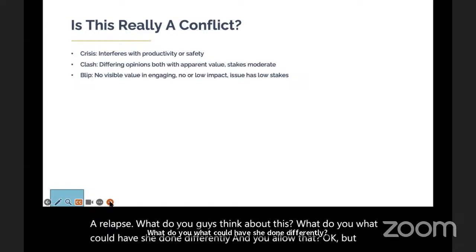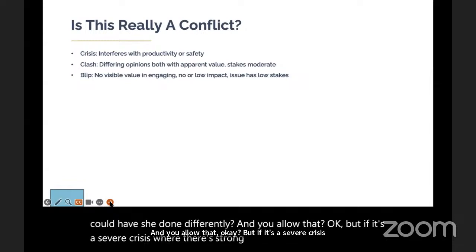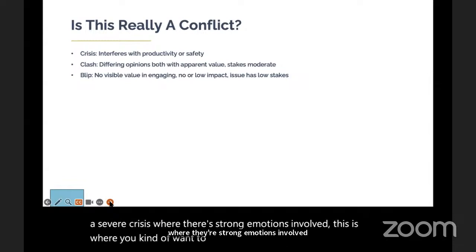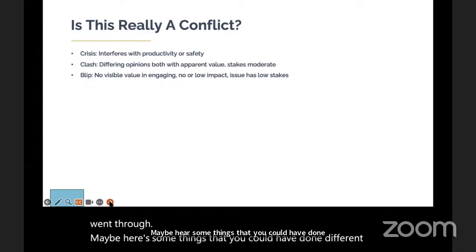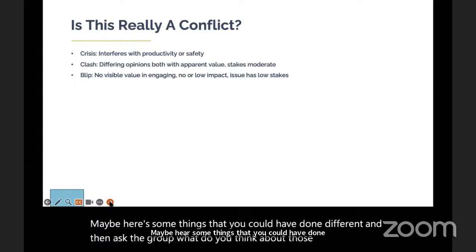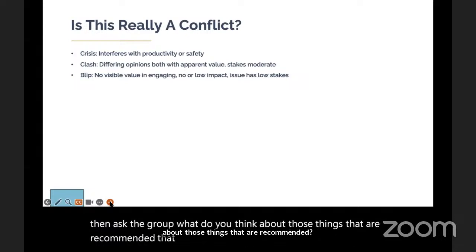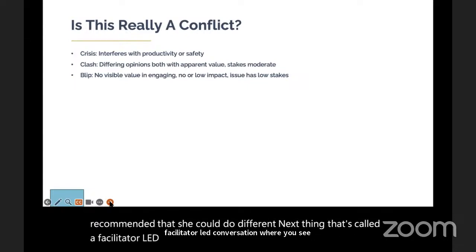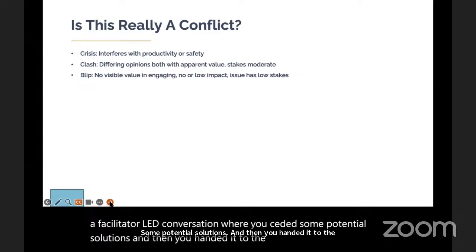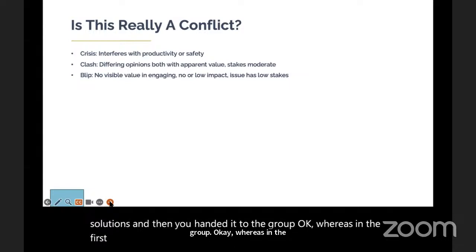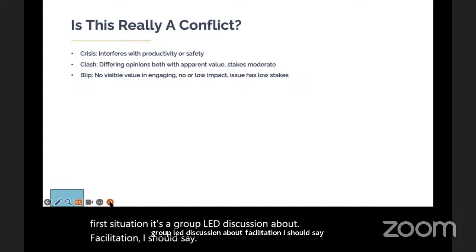But if it's a severe crisis where there's strong emotions involved, this is where you want to say, "Okay, Jan, this is what I hear you went through. Maybe here are some things that you could have done differently." And then ask the group, what do you think about those things that are recommended that she could do differently next time? That's called a facilitator-led conversation, where you seeded some potential solutions and then handed it to the group. Whereas in the first situation, it's a group-led discussion about what should happen.